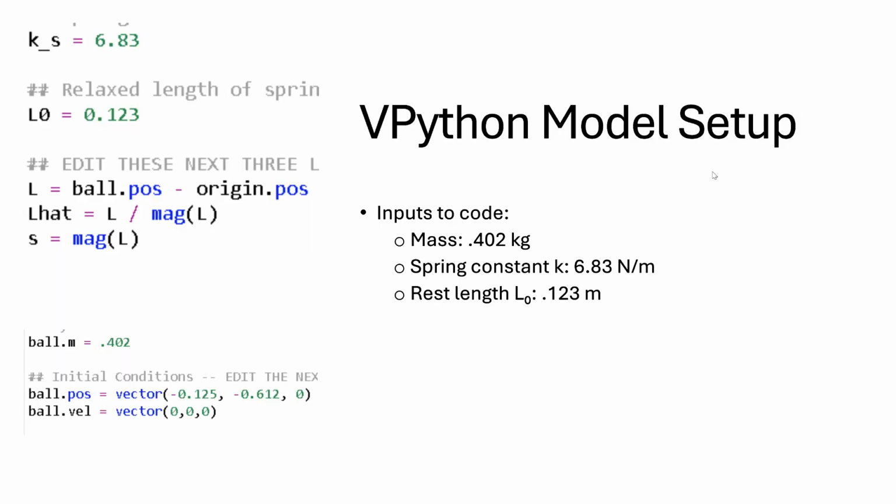For my VPython model setup, in the simulation I entered the same initial conditions from Tracker, with a mass of 0.402 kilograms, a spring constant of 6.83 newtons per meter, and a relaxed spring length of 0.123 meters. I calculated gravity downwards and spring force based on how far the spring was stretched from its rest length.